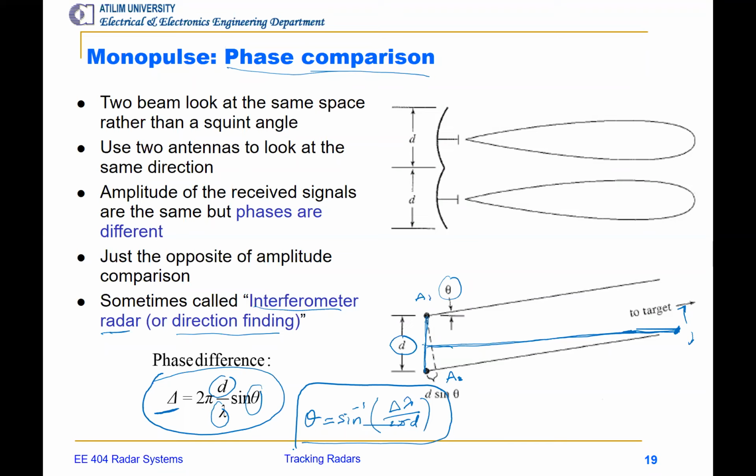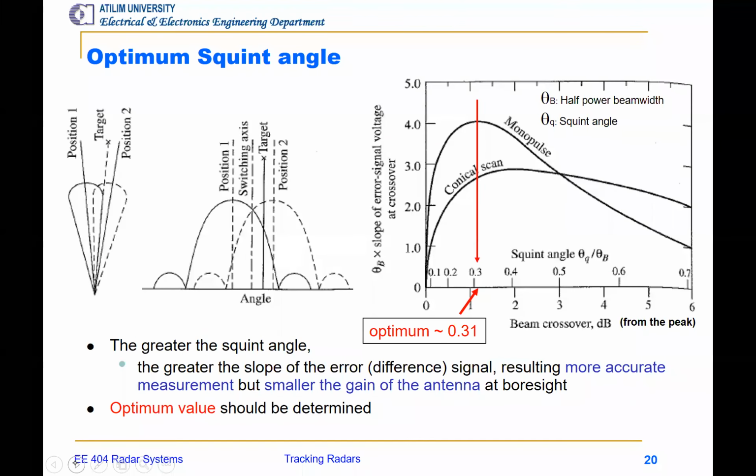Mostly there are more than two antennas, of course, in order to remove any ambiguity. There are some ambiguities in here. And this is a very mature technology, and it's been used in many direction finding systems.